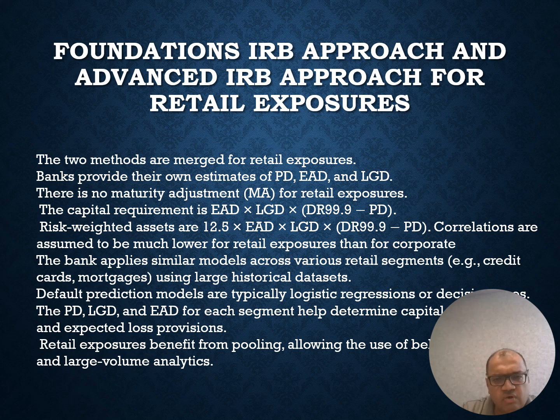Correlations are assumed to be much lower for retail exposure than for corporates. When one corporate defaults, its suppliers and buyers are all affected. For retail, it's not that much. The bank applies a similar model across various retail exposures, such as credit card and mortgage, using a large historical database. Default prediction models are typically logistic regressions or decision trees. In logistic regression you calculate whether the person is going to default, and the variables are his salary, how many years he has been working, what's his age. You do all those calculations. The PD, LGD, EAD for each segment help determine the capital requirement and expected loss provision.